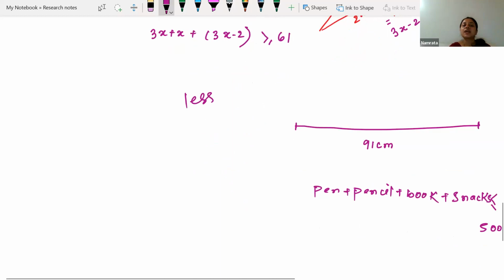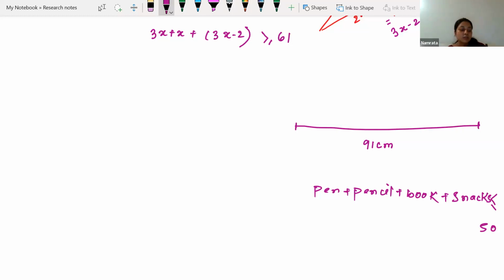So the total length of this board is 91 centimeter, and if a person is going to cut three pieces from here, then the sum of all the pieces will be less than or equals to 91 centimeter. So suppose this is a board, here I am cutting 3 pieces, so the condition can be I am utilizing the whole board. That time I am utilizing total 91 centimeter. Or if I am just cutting out three pieces and few cut pieces are left remaining, which I'm just keeping aside, that time I'm using less than 91 centimeter.